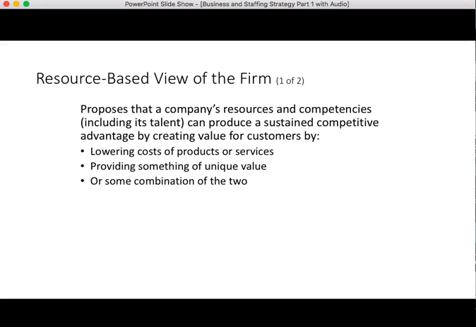So as we made reference in the learning objectives for this chapter, the next thing on our agenda is to address what is the resource-based view of the firm. Basically what it means is the company's resources and its competencies, human talent, all sorts of resources that we use can help the organization produce a sustained competitive advantage. We can do this by lowering the cost of products or services, providing something of unique value, or some combination of the two. And if you recall, related to Porter's differentiation strategies or cost leadership strategies, it's consistent with that.